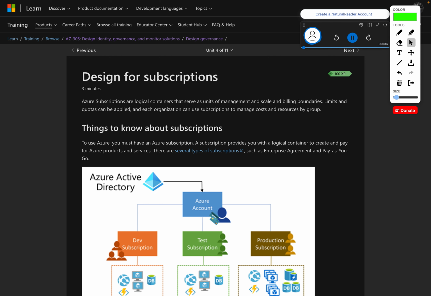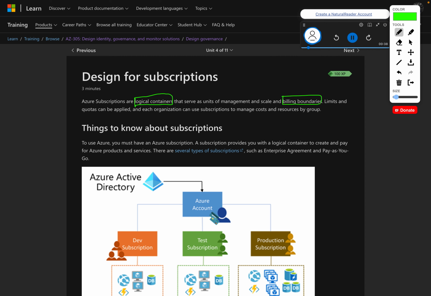Azure subscriptions are logical containers that serve as units of management and scale and billing boundaries. Limits and quotas can be applied, and each organization can use subscriptions to manage costs and resources by group. Things to know about subscriptions. So that's just an introduction. This is the information that we have read before. A subscription is a logical container that gives flexibility in terms of scaling and billing boundaries.